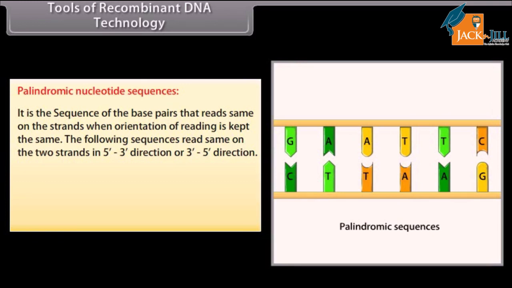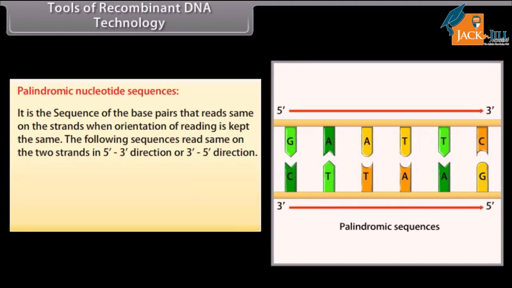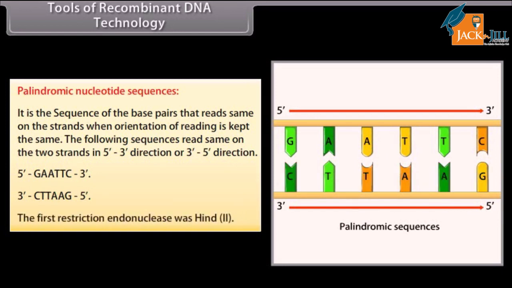The following sequences read the same on the two strands in 5' to 3' direction or 3' to 5' direction. 5' GAATTC 3', 3' CTTAAG 5'. The first restriction endonuclease was HindII.